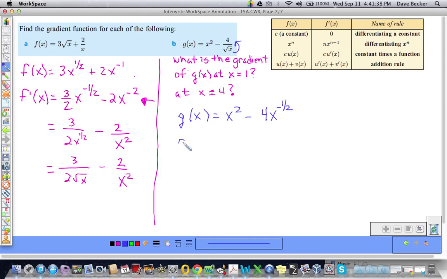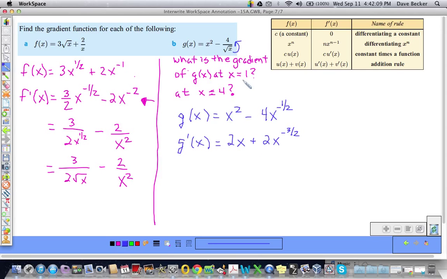Okay, so the derivative of g of x is going to be equal to 2x. 2 times 1 is 2. 2 minus 1 is 1. A negative 1/2 times a negative 4 is a positive 2x, careful, negative 1/2 minus 1 is actually negative 3/2. Okay, perfectly a good answer to find the derivative.